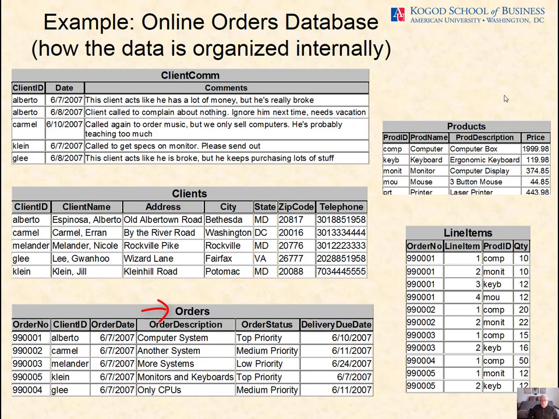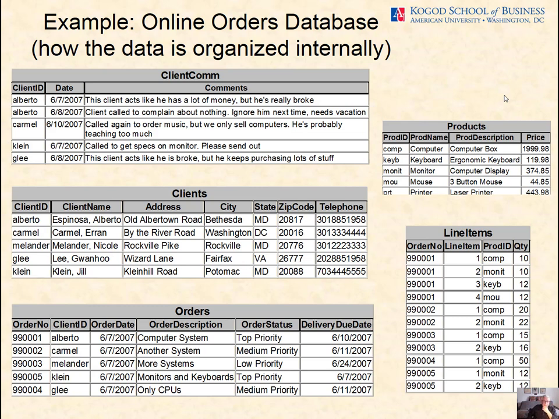So in the orders table, what would be the specific field or column that will uniquely identify a row in that table? So the answer is order number. Once I know an order number, I can identify the row I'm looking for, and I can get all the information I need for that order.